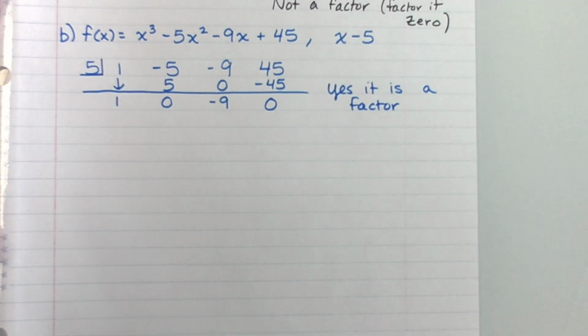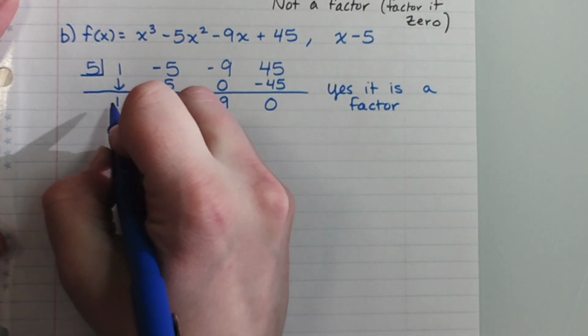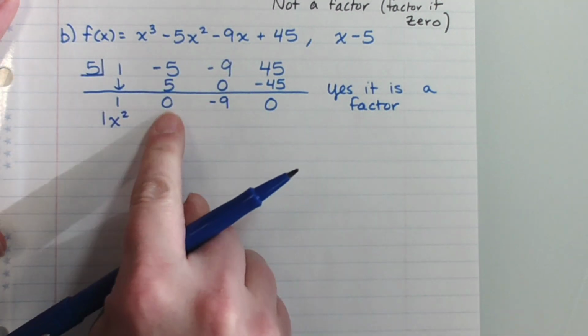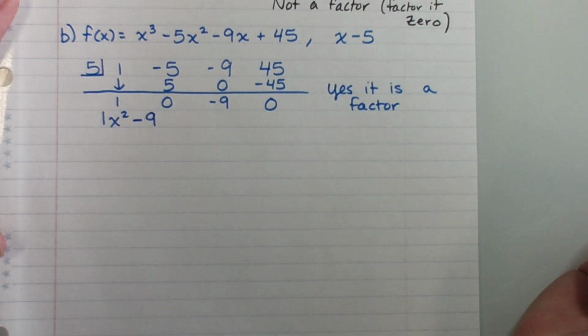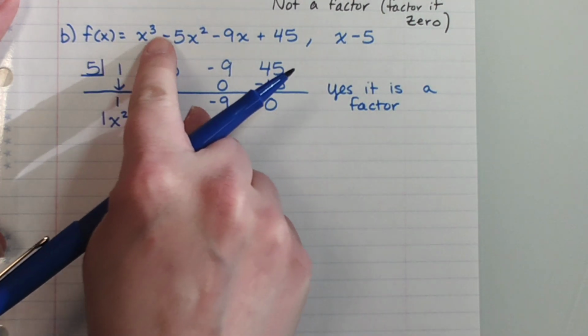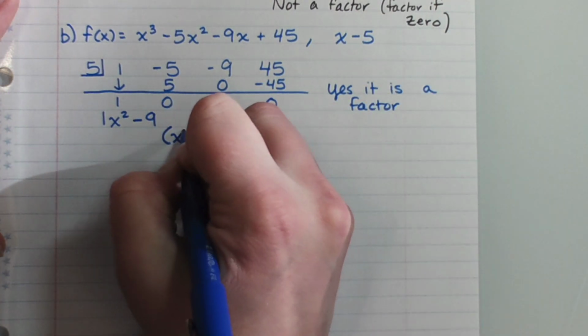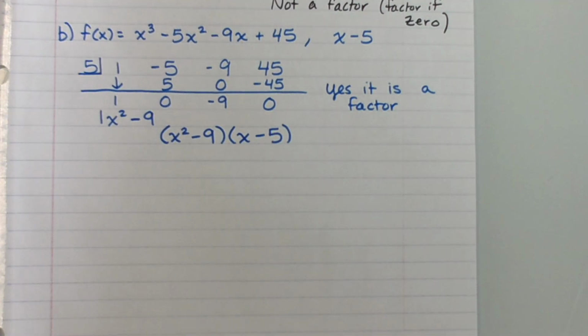In fact, when I long divided, in all technicality, I just got one x to what power? 2. X squared, no regular x's, and minus 9. X cubed minus 5x squared minus 9x plus 45 could have been written as x squared minus 9 times x minus 5. That is a factored form of it.